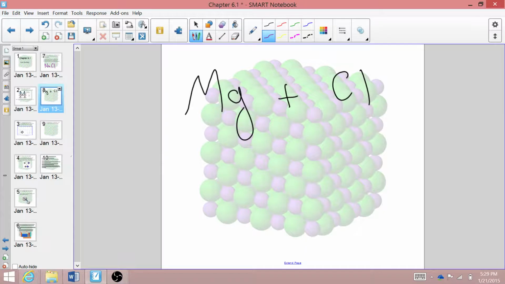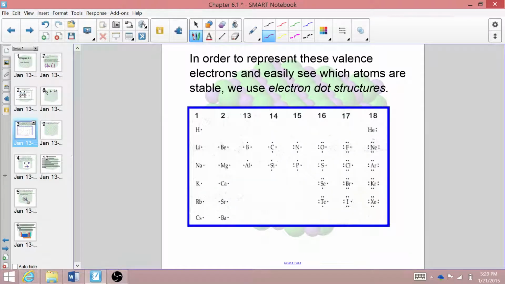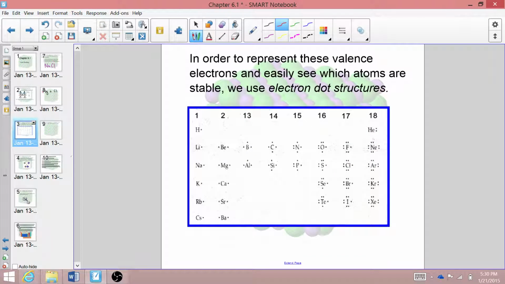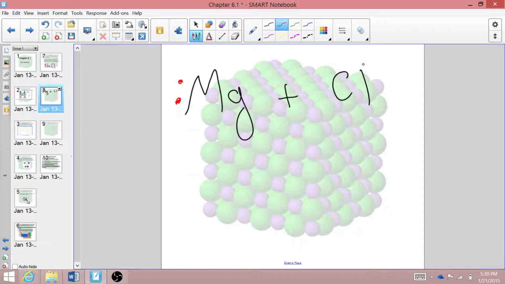So if we look at magnesium on the periodic table, or over in this little cheat sheet, we can see that magnesium has 2 valence electrons. So if I'm making my electron dot structure, I put 2 dots. Chlorine has 7. So I have to draw 1, 2, 3, 4, 5, 6, 7.